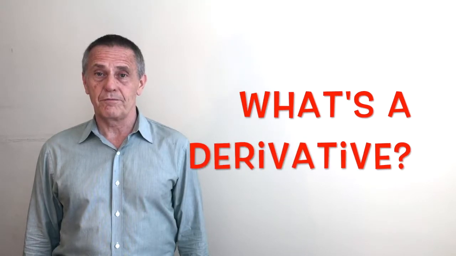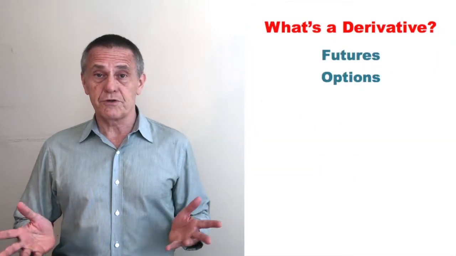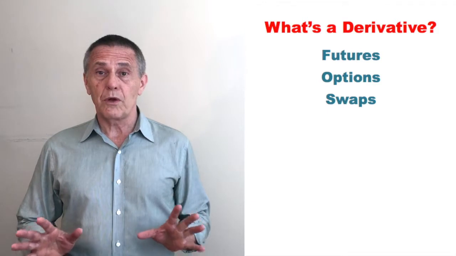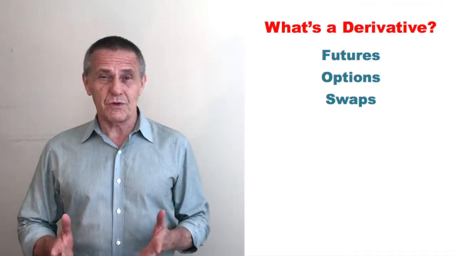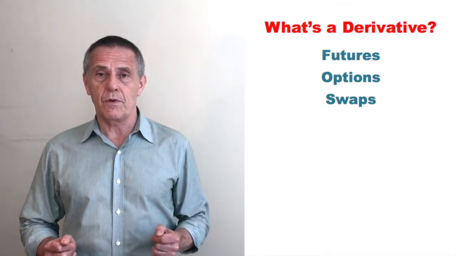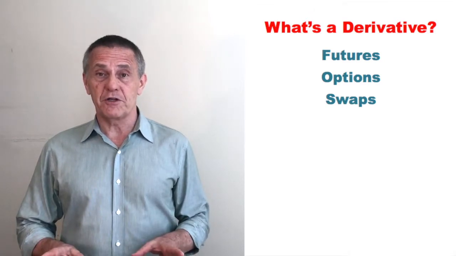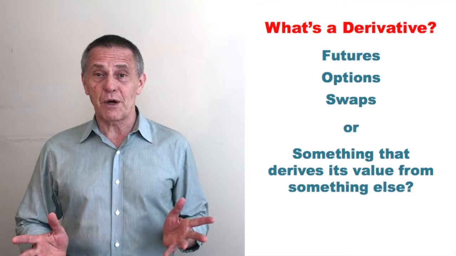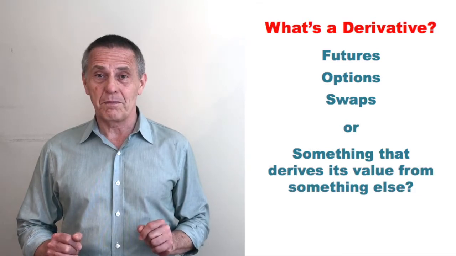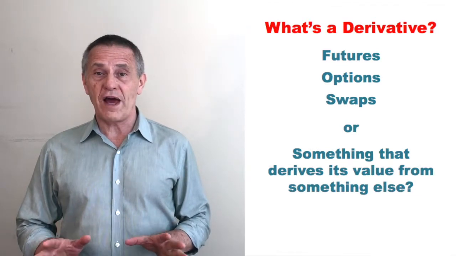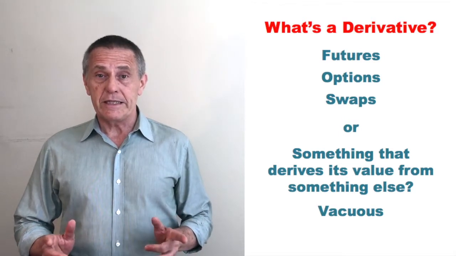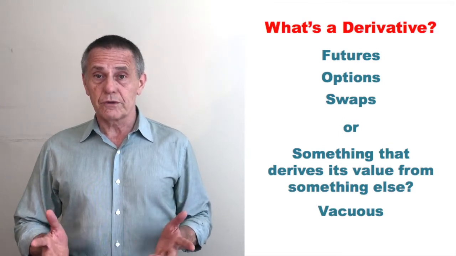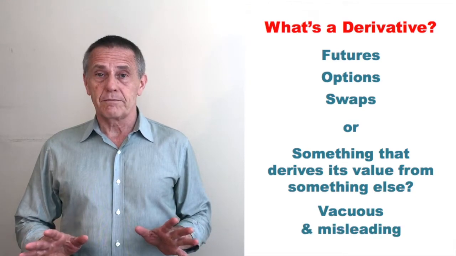What's a derivative? Futures, options, swaps. Well, those would all be reasonable answers, but they don't speak to the substance of the issue. Those are names, not descriptors. Well, how about the common definition? A derivative is something that derives its value from something else. That definition is so vacuous as to be completely uninformative. Indeed, if one were to take the words too literally, it's downright misleading.